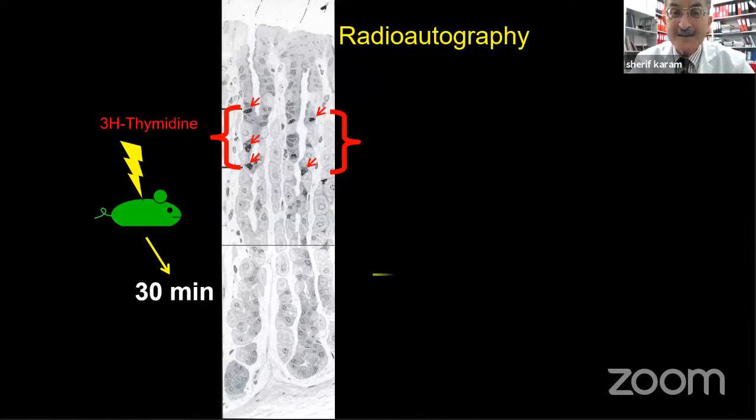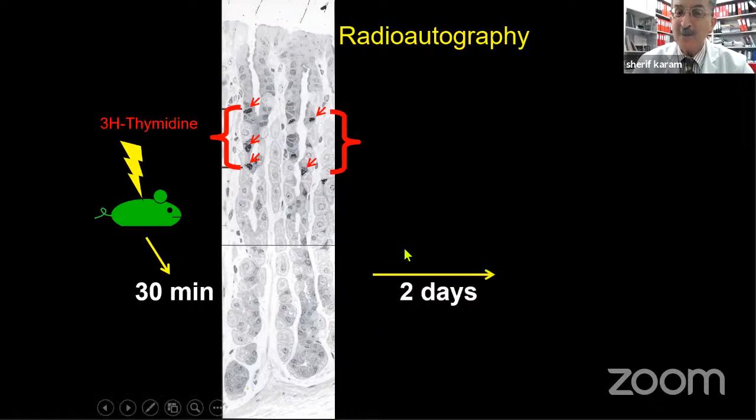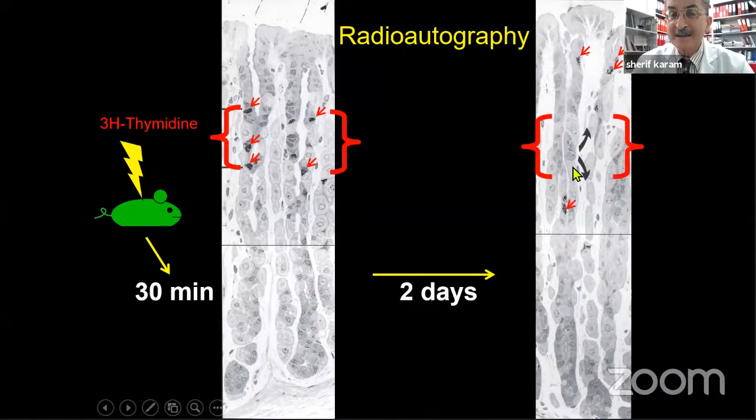The second interesting point was, if you give the injection and you wait for a couple of days and then you sacrifice the animals and you do the same thing with the tissue sections from the stomach, you find that these silver grain covered cells, or radioactive cells, have moved away from the area where these cells were originally located. They move up and down. So they migrate up and down within 2 days. So they are no longer here in the isthmus. They migrate.